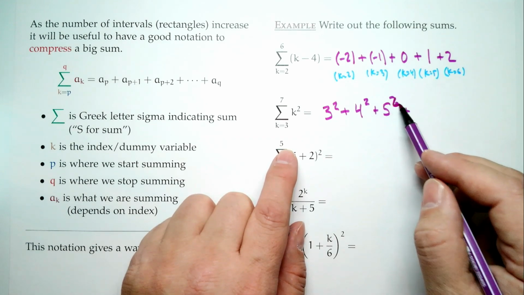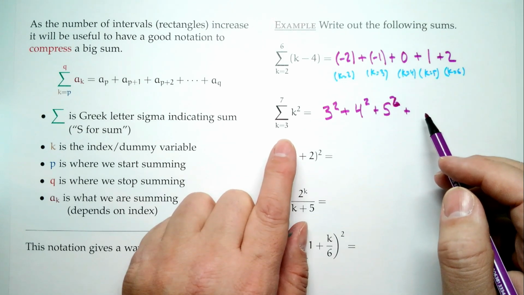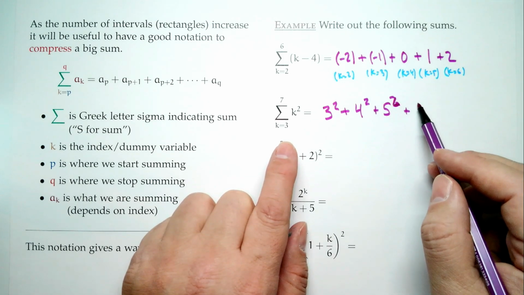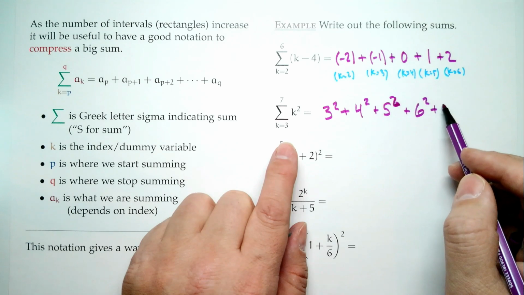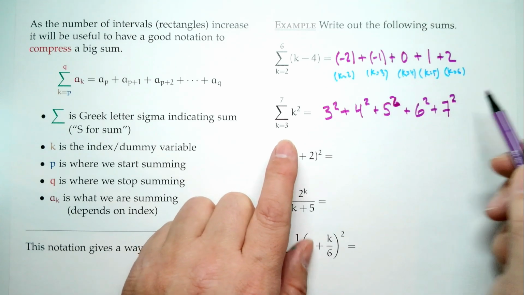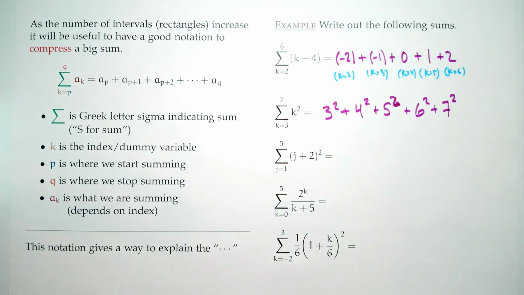Oops, I should probably write a square like a 2. Next one? 6 squared. And then? 7 squared. And? Stop, because we're only going from 3 to 7. So it says start at 3, write the square numbers: 3 squared, 4 squared, 5 squared, 6 squared, 7 squared, and then stop at 7.